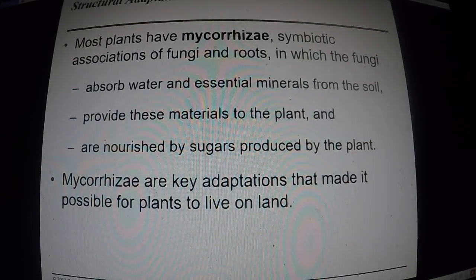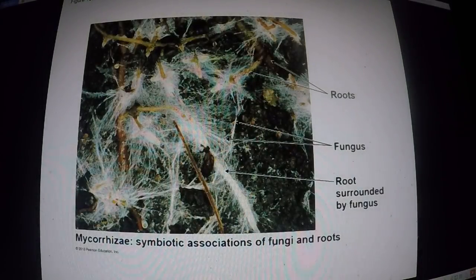Most plants have mycorrhizae, which are symbiotic associations of fungus and roots, in which fungus absorb water and essential minerals in the soil, provide these materials to a plant, and are nourished by sugars produced by the plant. The mycorrhizae are key adaptations that made it possible for plants to live on the land. That's what they look like. They're on the roots. That's why when you try to transplant something, you don't want to rip the plant right out of the ground with just bare roots dangling, because they lose their little water absorption mechanisms.